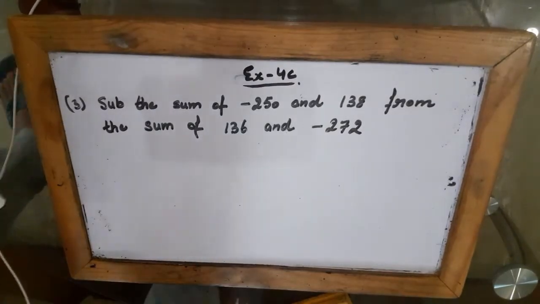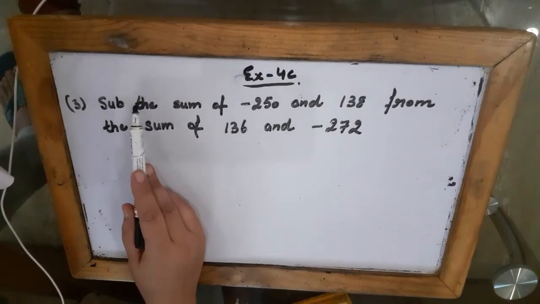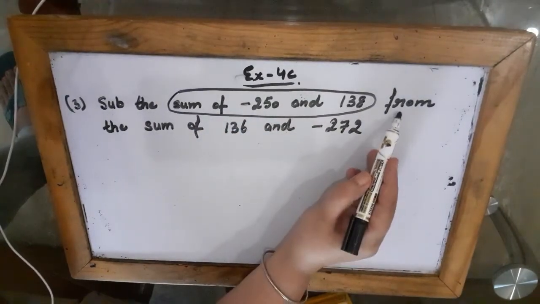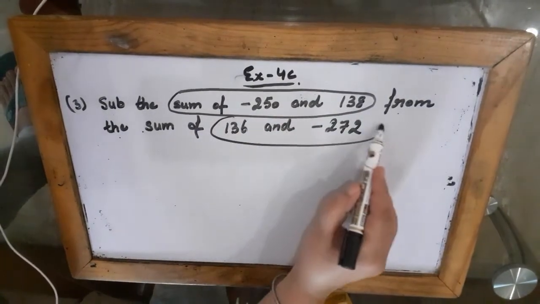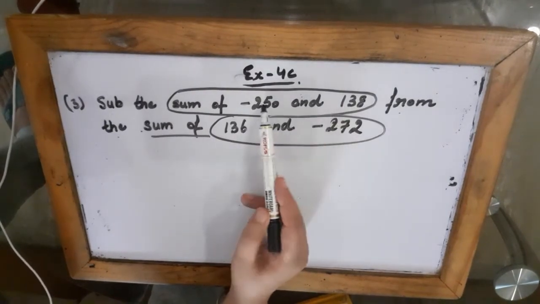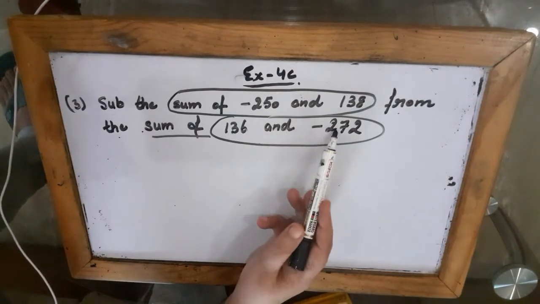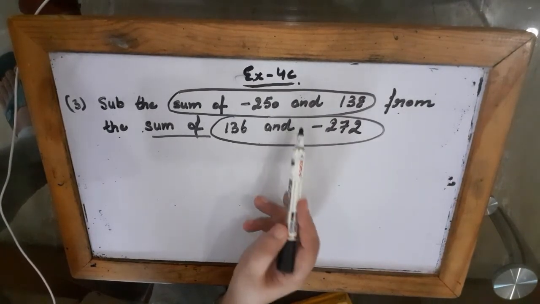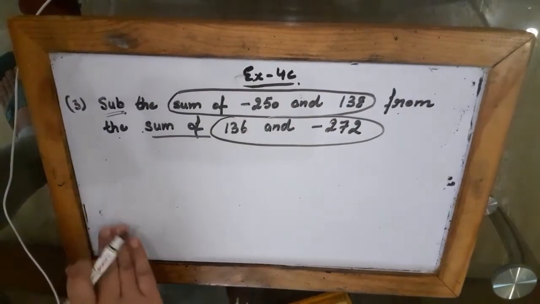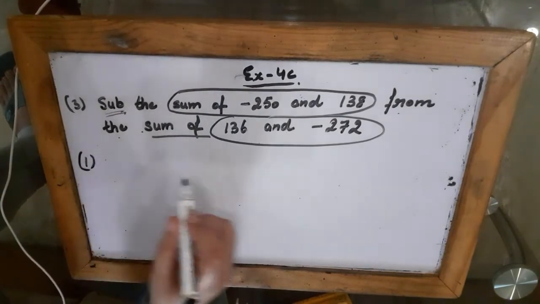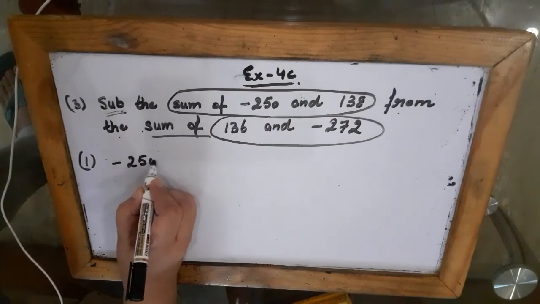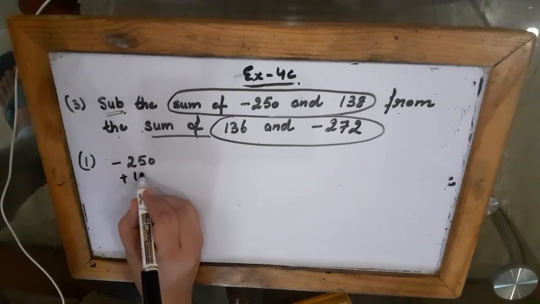Now I come to the third question. In this you can see, subtract the sum of these two numbers from the sum of these two numbers. Means I have to add these two numbers, and I have to add these other two numbers, and both the answers I have to subtract. So first of all I'll do this in 3 steps. The first step, I will find the sum of these two numbers: minus 250 and plus 138.